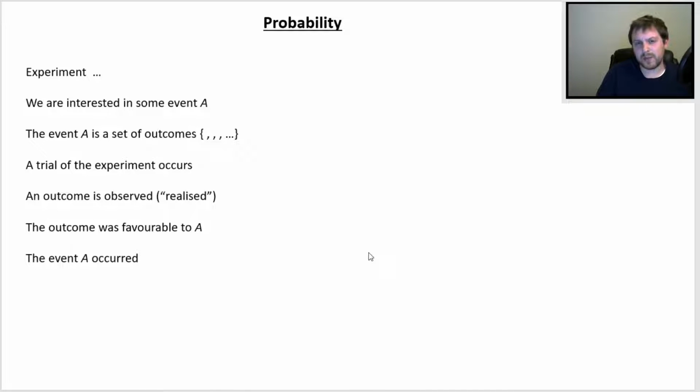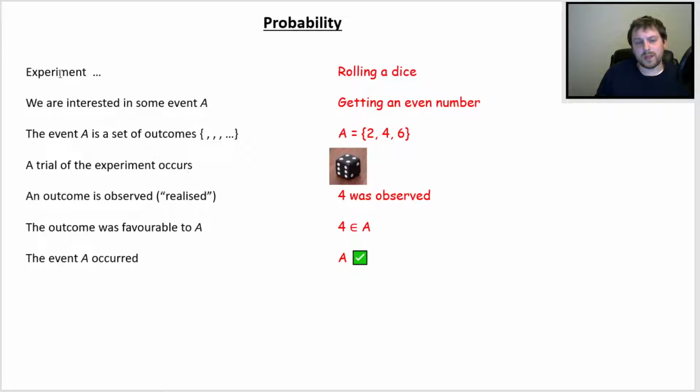And if the outcome was favourable to the event you were on about, then you would claim that the event had occurred. So here's just a really simple example. The experiment might be that we roll a dice. It's pretty standard. We might be interested in getting an even number. So this is the set that we'd be on about in terms of this event. If we got a 2, we'd say yes, we got an even number. If we got a 4, we'd say yes. And if we got a 6, we'd say yes, right? So these are the different outcomes that are actually favourable to the event A.